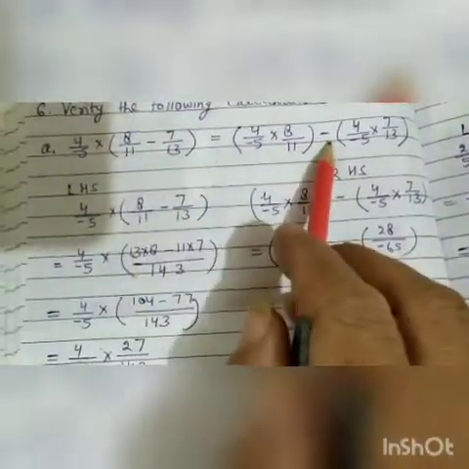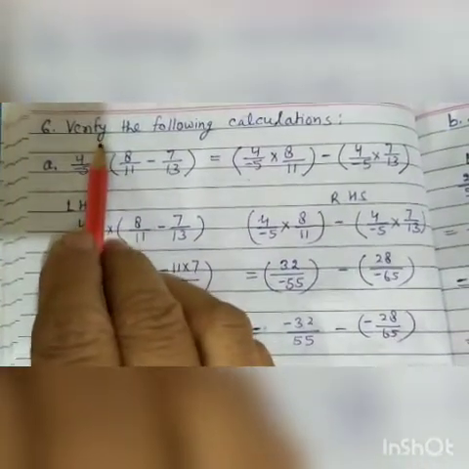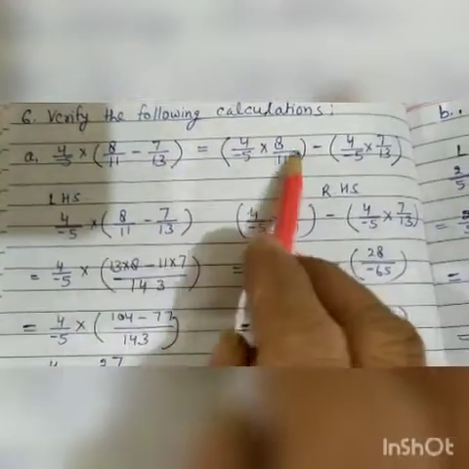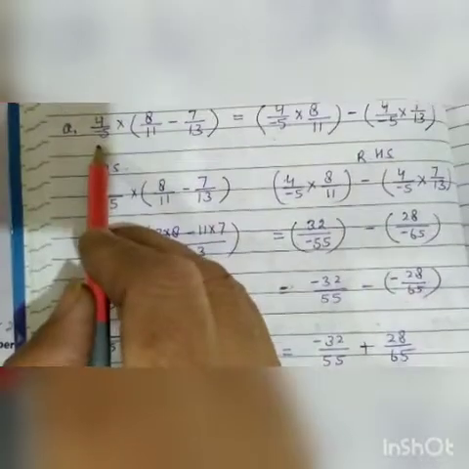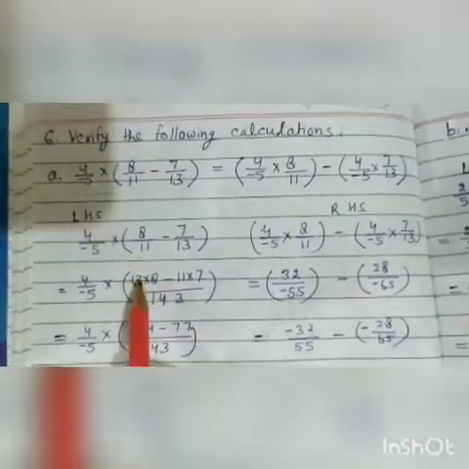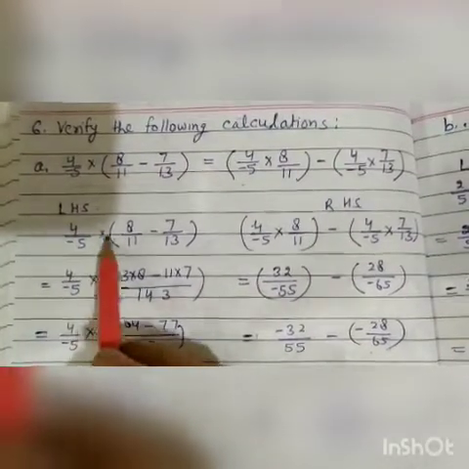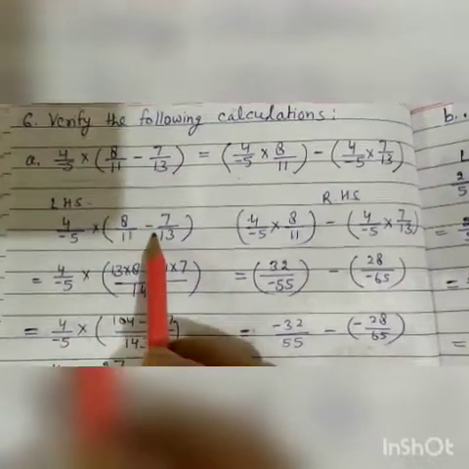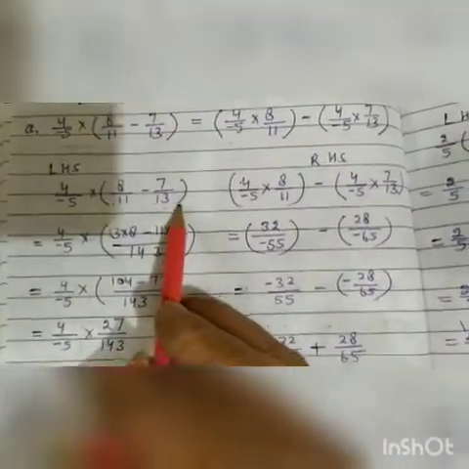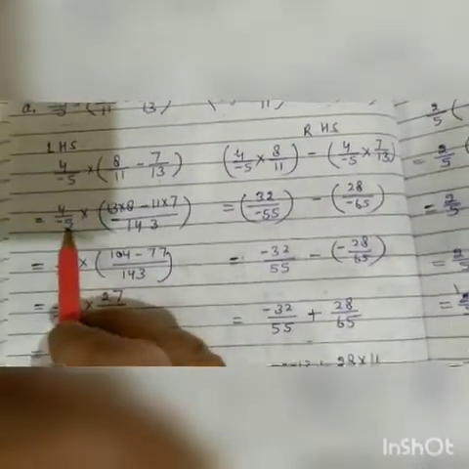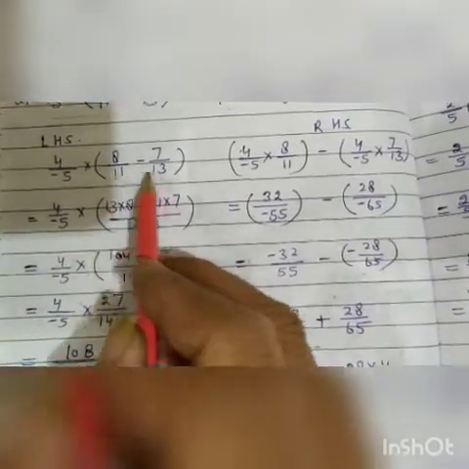Here both the sides are given. We have to verify the result. So we will simplify both the sides individually, separately. First we will take this left hand side. What is the left hand side? In left hand side is 4 upon minus 5 multiply 8 upon 11 minus 7 upon 13. So first here we will solve this bracket. 4 upon minus 5 will be written as it is, multiply. Now here both the denominators are different.